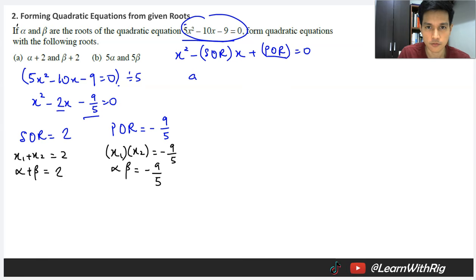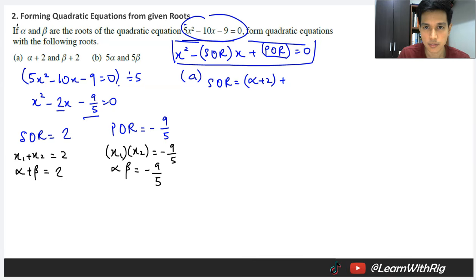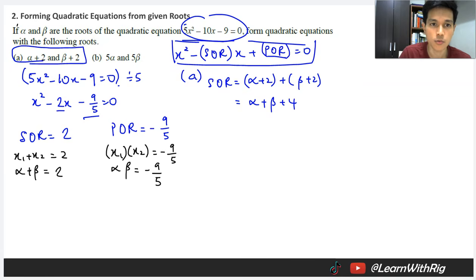So now you can form your new quadratic equation. How are you going to solve? Number 1, you want to use this format. The format is, first thing, what is SOR? Sum of roots is equal to, so now you're given the two new roots, right? So alpha plus 2 plus beta plus 2 equals alpha plus beta plus 4. This is based on the roots that they gave, because we want to form a new quadratic equation.